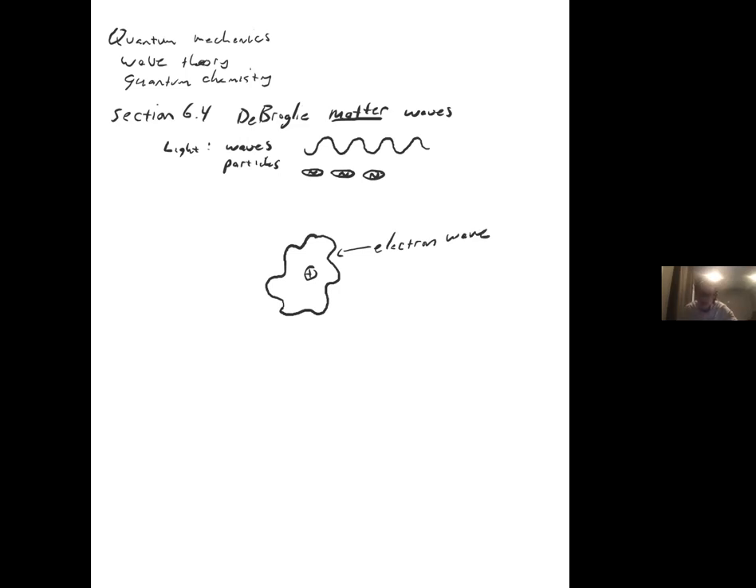And since an electron is matter, what is matter? Matter is something that takes up space and has mass. An electron has mass. It's pretty small, but it has mass, and it takes up space, so that means it's matter, right?